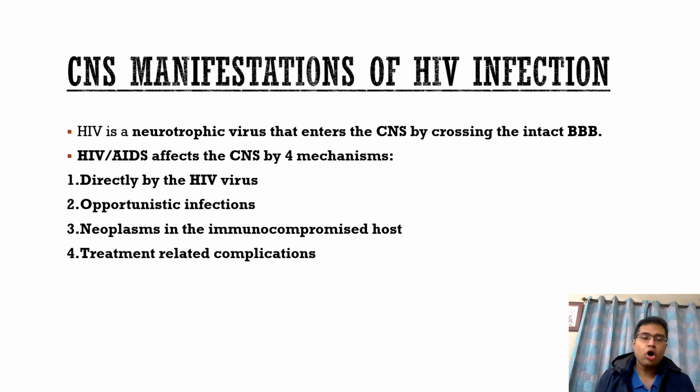So coming to the broad topic, that is the CNS manifestations of HIV infection. HIV is actually a neurotropic virus, and it enters the CNS by crossing the intact blood-brain barrier, and it affects the CNS by four major mechanisms. If we remember all the CNS manifestations of HIV under these four important headings, we'll never forget it. That is, directly by the HIV virus, opportunistic infections because of the HIV virus, neoplasms in the immunocompromised host, and the treatment-related complications.